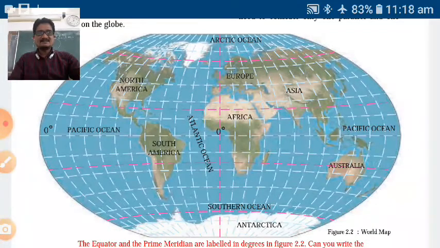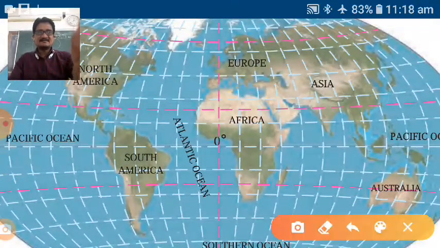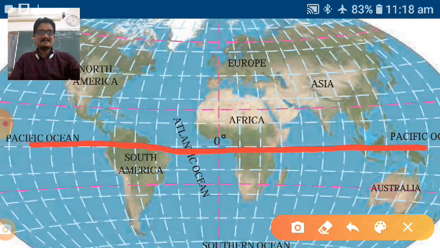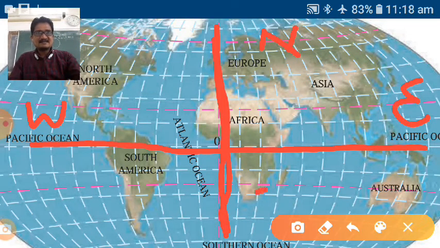Which continent is spread across all sides? See, this is the equator line and this is the prime meridian line. In all four sides, this Africa continent, see there, this Africa continent. This is the north side, this is the west side, this is the east side, this is the south side.